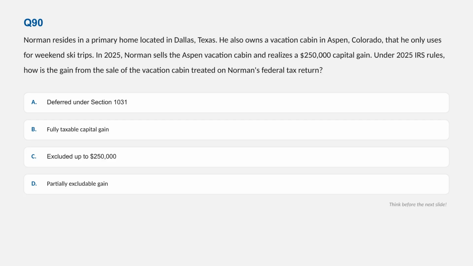Under 2025 IRS rules, how is the gain from the sale of the vacation cabin treated on Norman's federal tax return? A. Deferred under Section 1031. B. Fully taxable capital gain. C. Excluded up to $250,000. D. Partially excludable gain.